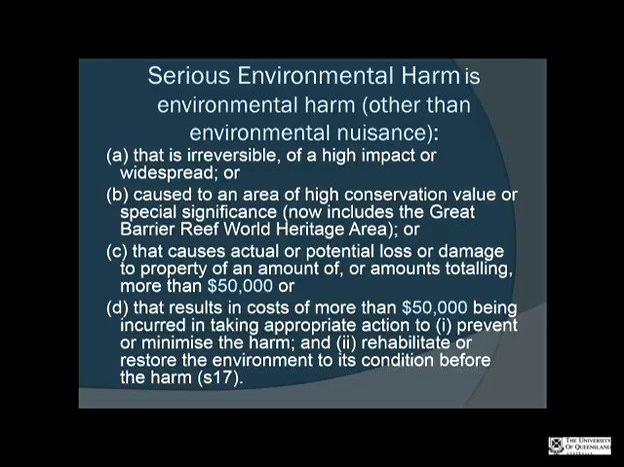So we then have our definitions of what is serious environmental harm. So serious environmental harm is irreversible or of a high impact or widespread, caused to an area of high conservation value. And then they also put a dollar figure on it, but just notice it's or. So when we're interpreting documents, you want to look, is it an and or an or? So in this case, it's an or. So it's either irreversible or an area of high conservation value, or causes actual or potential loss or damage to a property of an amount of more than 50,000, or results in costs to remediate and rehabilitate the area of more than 50,000. Okay?